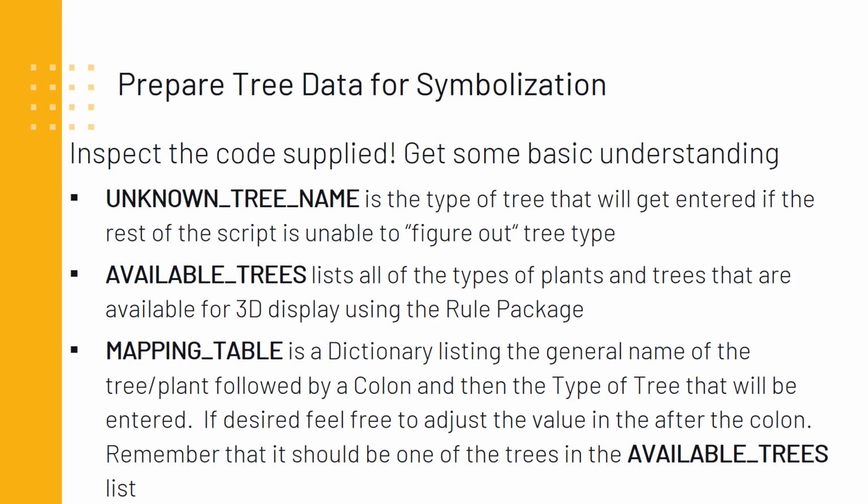The mapping table, this is a dictionary listing that's used the general names of the plant or tree followed by the colon and then the type of tree that will be entered. So the script is actually going to take a look at the last word of our plant type and use that to try to figure out what type of tree it is. Okay, and this mapping table will allow it to pick the type of tree based on that last word. Okay, and the type of tree that it's going to display must be from the available trees list above.